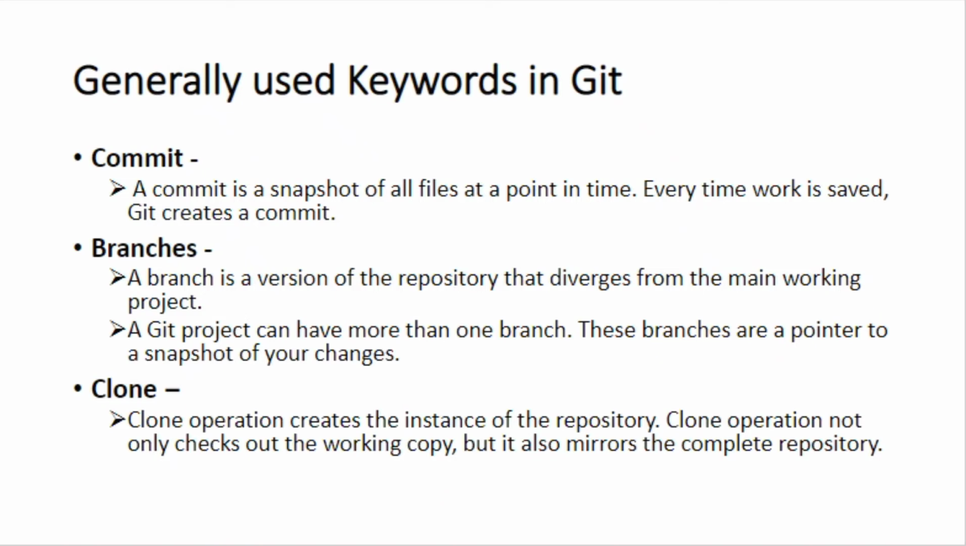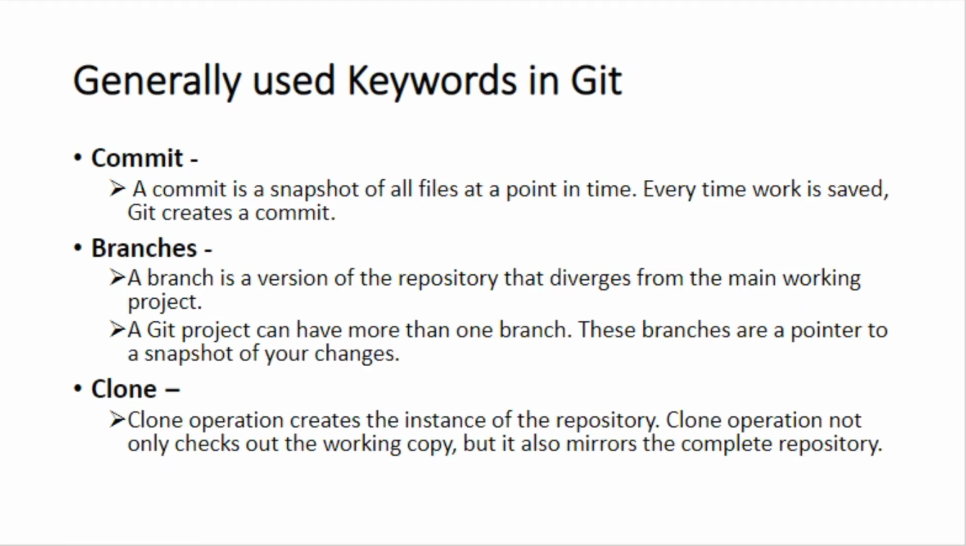Next we have branches. A branch is a version of the repository that diverges from the main working project. For example, we have a master branch, and there are 4 developers who want to work on different features. In that case we can create 4 different feature branches from that master branch, and every developer can work on their own branch, and once they complete their changes, they will merge their branch into the master branch. That's basically the purpose of a branch.